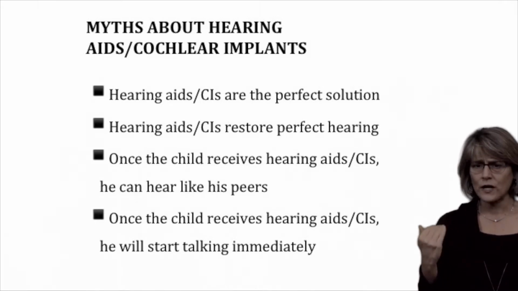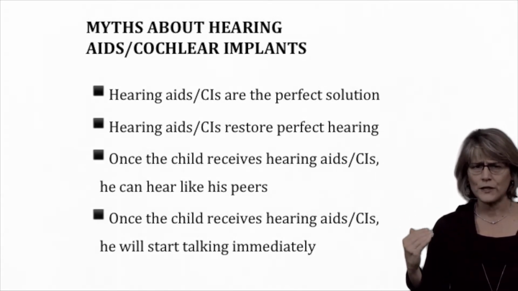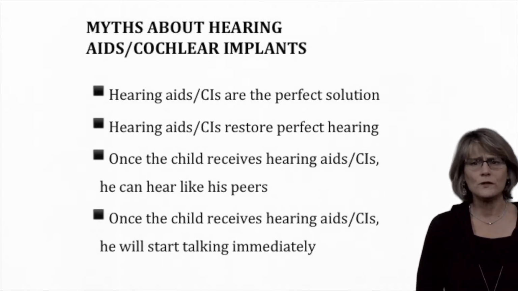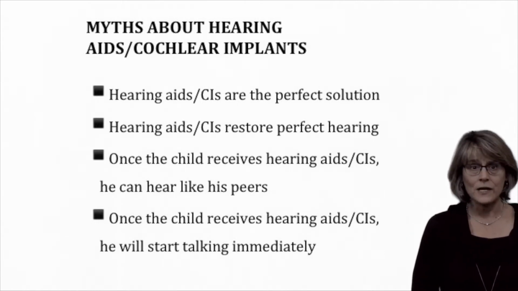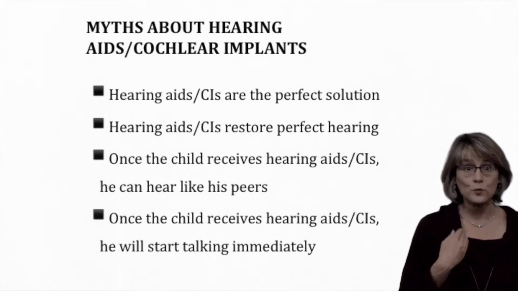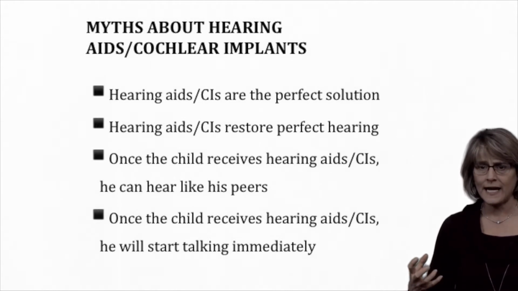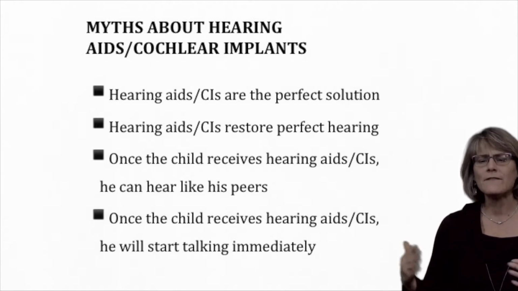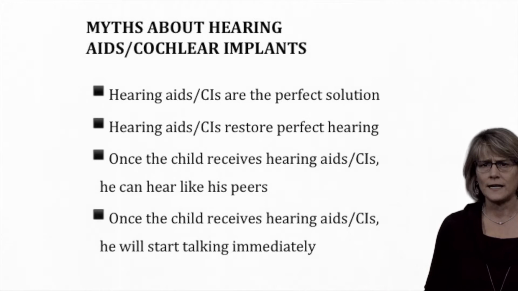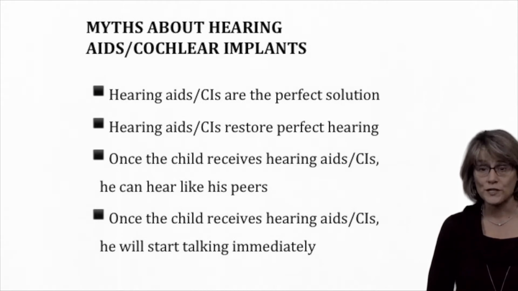Common myths that people often believe regarding hearing aids and cochlear implants is that once the child has either a hearing aid or a cochlear implant, it restores perfect hearing because it's the perfect solution. And hearing aids do not work like eyeglasses. You do not get a restoration to 20/20 hearing like you would with your vision. Therefore, even with the hearing aid and the cochlear implant, and we have simulations of this later on in the training, they will still have some type of distortion.